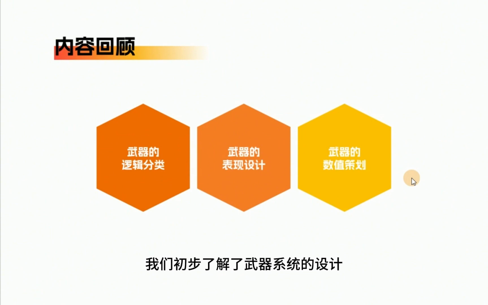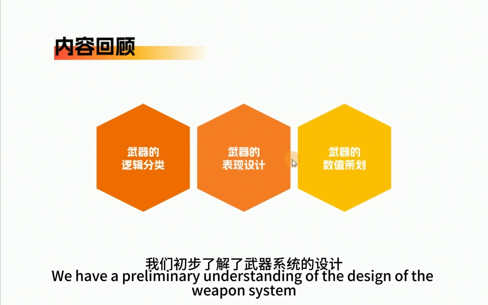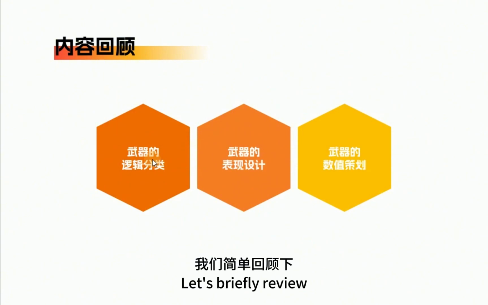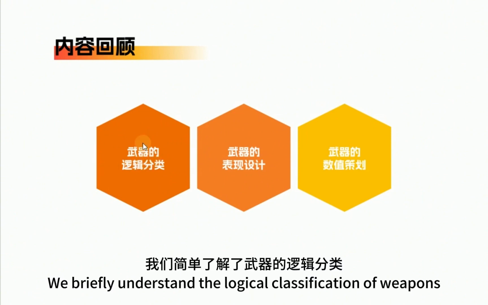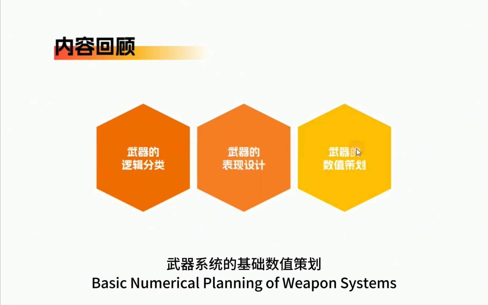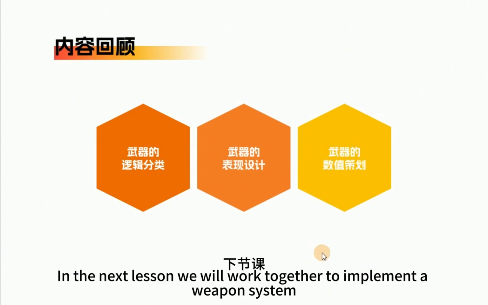This lesson, we have a preliminary understanding of the design of the weapon system. Let's briefly review. This lesson, we briefly understood the logical classification of weapons, weapon performance design, and basic numerical planning of weapon systems. In the next lesson we will work together to implement a weapon system.